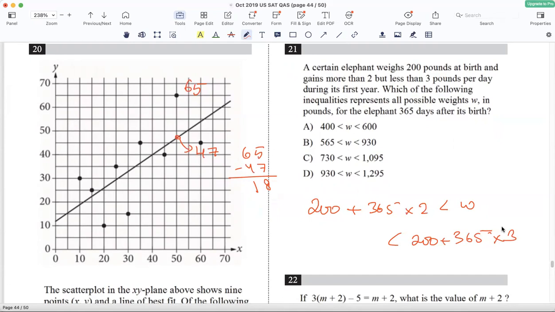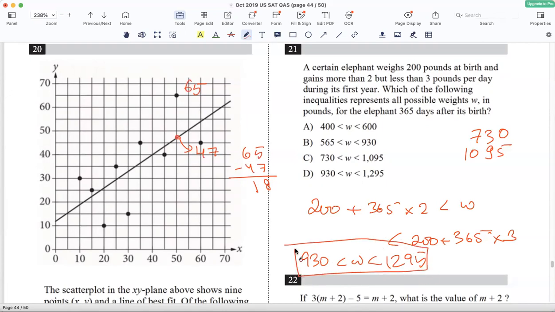So 365 times 2 is 5 times 2, 10, 0, carry 1, 730. So this is 930 less than W less than 365 times 3: 5 3s are 15, 5, carry 1, 1095 plus 200. So that's 1295. So after 365 days, the elephant's weight would be between 930 and 1295, option D.